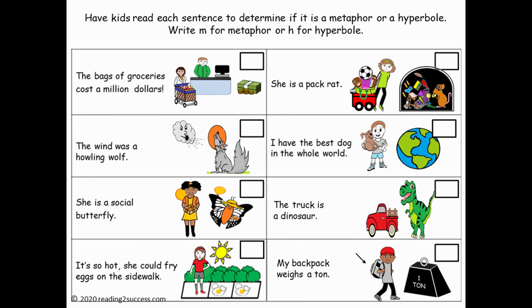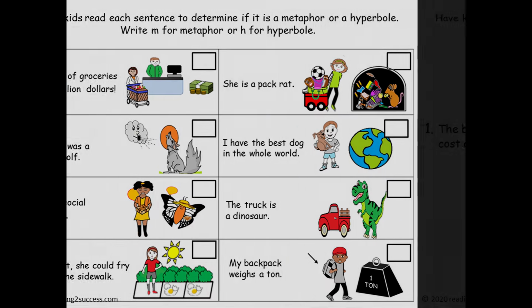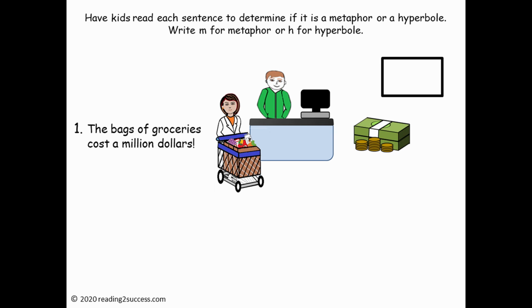Now have kids read each sentence to determine if it is a metaphor or a hyperbole. Have them write M for metaphor or H for hyperbole. Before kids begin the practice page, do the first 2 sentences with them.